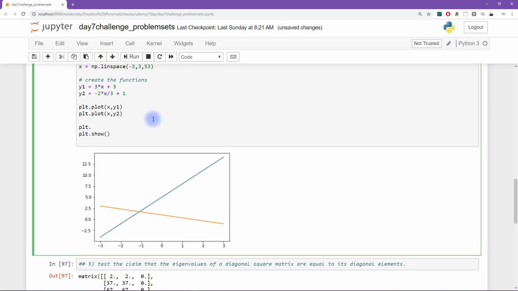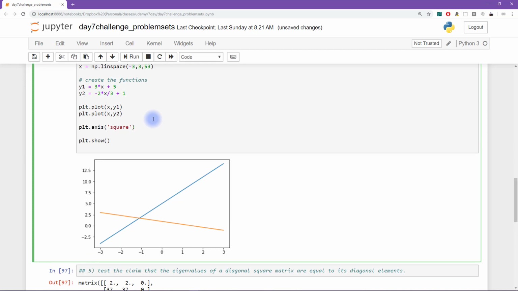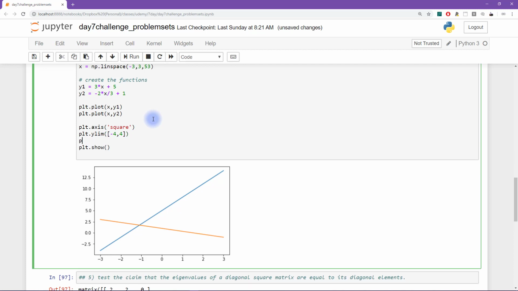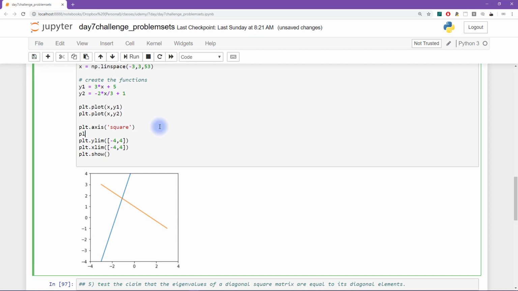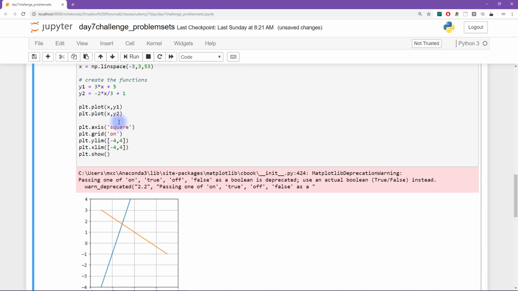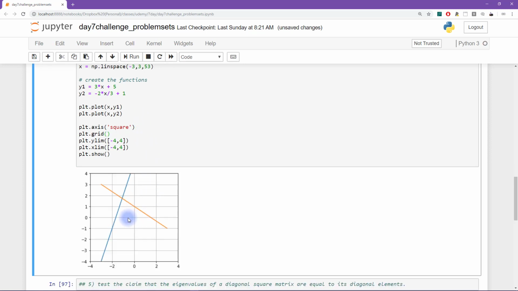So I'm going to make this plot square, the axis square. And then I'm going to set the y limit to go from -4 to +4. And I'll also set the x lim to be the same. So -4 to +4. Let's see. All right, this is looking better. I'm going to add a plt.grid. So it's going to say plt.grid on. Oh yeah, right. This is the older way to express this. It's actually just plt.grid, like this. Okay, this is looking quite good.